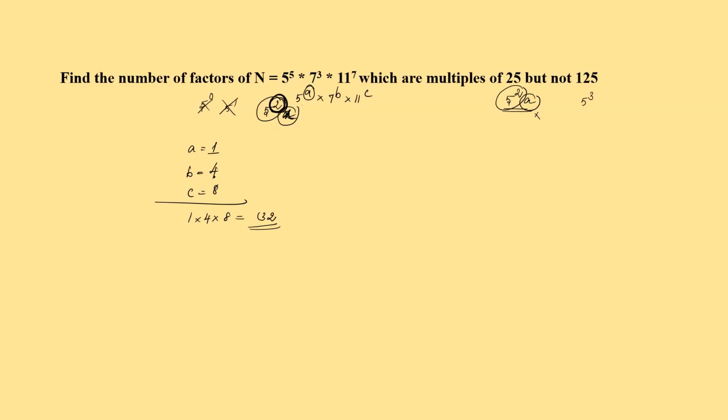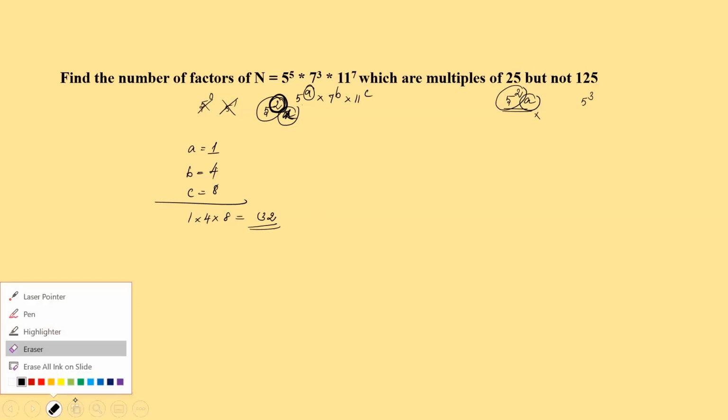This way they may also ask you to figure out the number of factors of a number which are multiples of 100 but not of 1000, or which are multiples of 100 but not of 200. So those kinds of values can also be there. Always be prepared whenever you have extra conditions. A single condition question is not always bound to come. You can have double or triple condition questions also, and accordingly you should be able to deal with that problem.